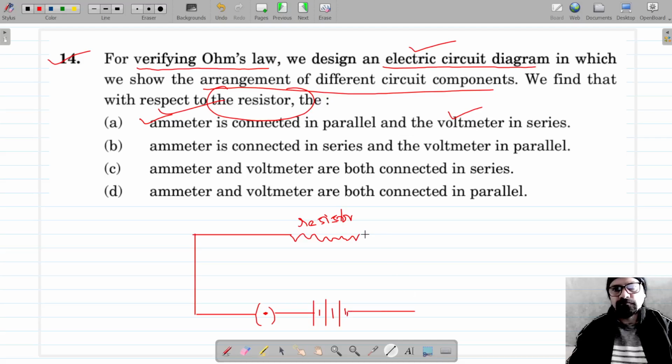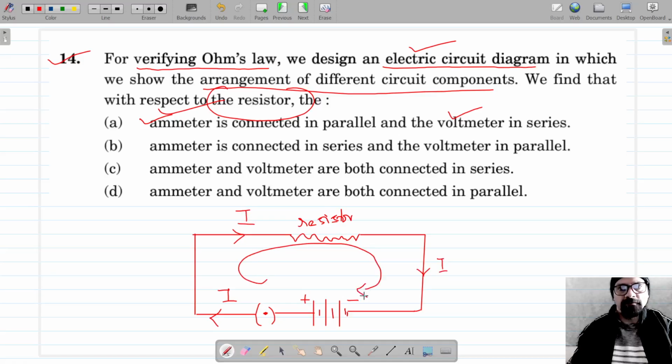Okay, so let this be the circuit diagram, and the direction of current in this case will be from positive. So this is the direction of the current. The current is flowing in this direction from the positive to the negative terminal.